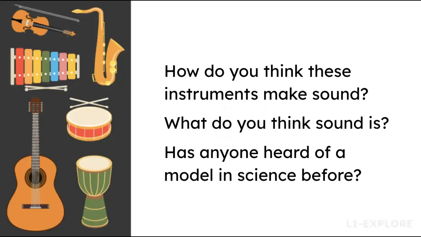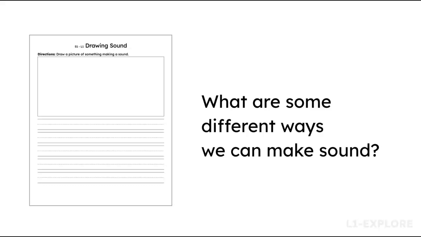For the Explore portion, you'll tell students that they saw a lot of different instruments in the book and ask how they think the instruments make sound. You'll discuss how you're going to draw a model of sound and use the model to talk and learn about things we cannot easily see. You'll have students draw a picture of something making sound on the Drawing Sound student journal page and encourage them to label their drawings.